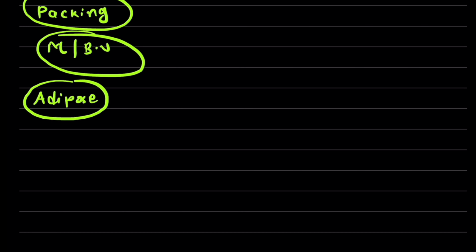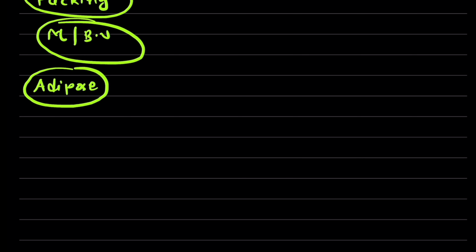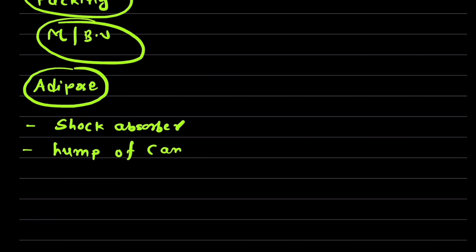There are various functions, like white adipose tissue acts as a shock absorber around the kidneys. Each and every organ is surrounded by adipose tissue as a shock absorber, around soft organs, kidneys, eyes. It acts as a food reservoir in the hump of a camel.